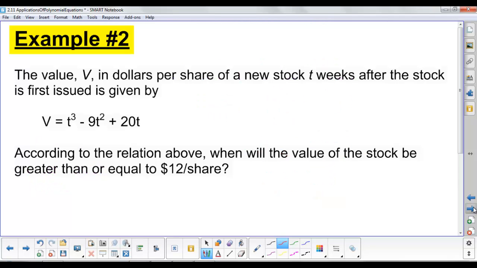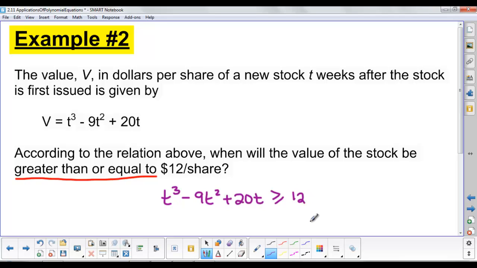In this example here, it says the value v in dollars per share of a new stock t weeks after the stock is issued is given by this equation here. And according to the relation, when will the value of the stock be greater than or equal to the $12 per share? So greater than or equal to. That right away tells me that we're trying to solve an inequality. So I'm going to take our function, t cubed minus t squared plus 20t, and I want to know when that is going to be greater than or equal to $12 per share. Okay, so this 12 is the value, that's v.